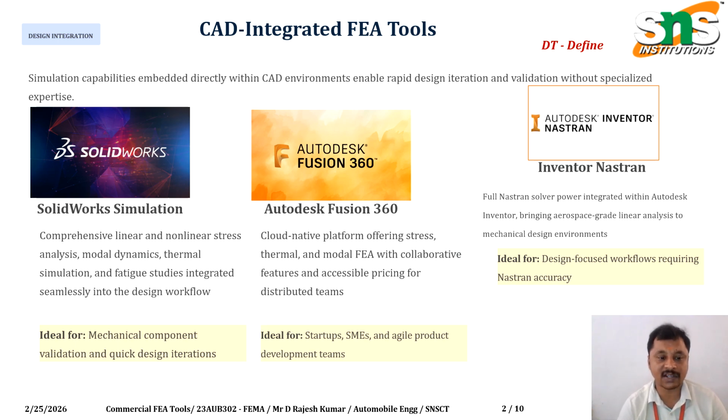First is SolidWorks Simulation. This is one of the software which is ideal for mechanical component validation and quick design iteration. Because if we are designing any component and we do iteration, that should be updated in the analysis part also. If the strength is not attained, we iterate the geometry of the component, or make slight modifications in the existing design, and perform the analysis again.